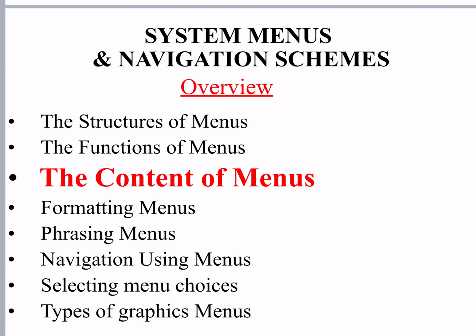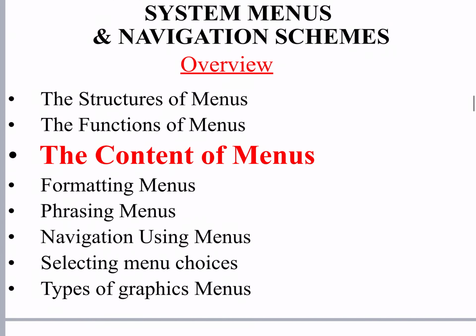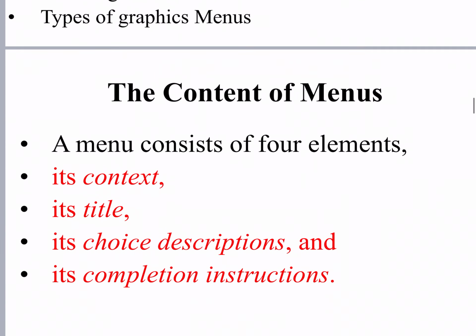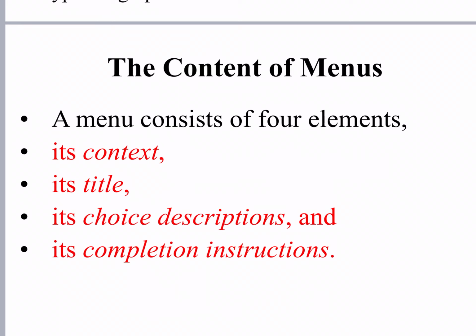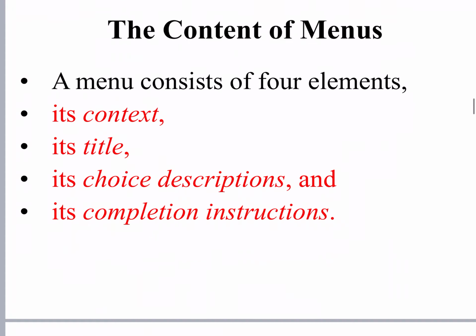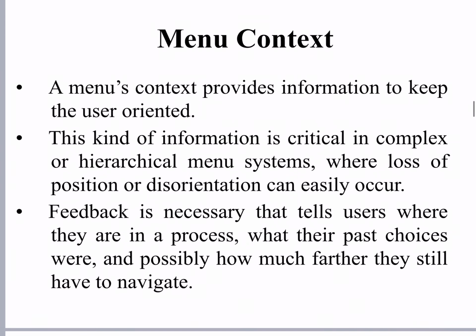Next, in system menus and navigation, we will see the contents of menus. The content of menus means what is the description or what is the content that we will have when it comes to menus. So the elements of these menu contents will be the context, the title, the description and the complete instruction. So when it comes to context, it means that it will provide information to the user in order to understand certain things.